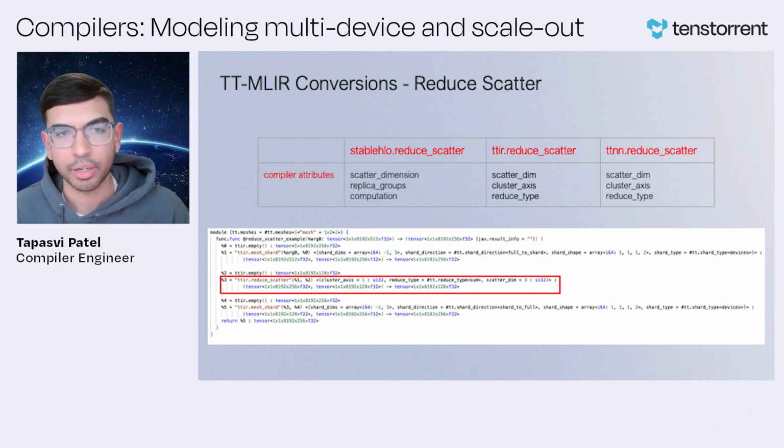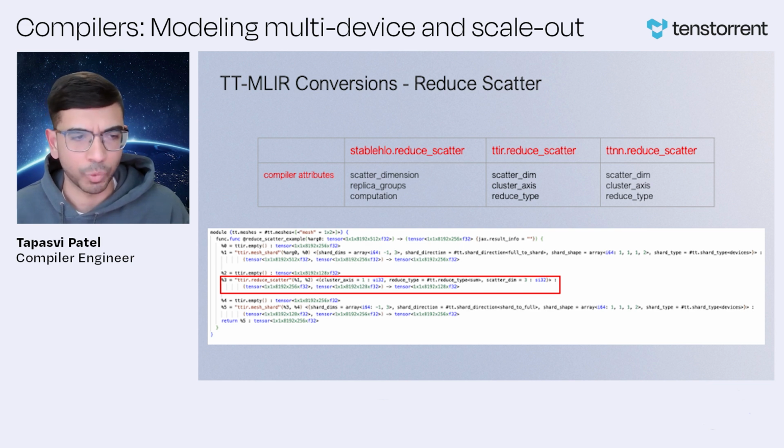Similarly, for reduce scatter, the StableHLO representation has the scatter dimension, which is the tensor dimension you want to scatter across devices, replica groups, which is just the groups of devices that are going to perform the reduce scatter on one another, and the actual reduction type, so summation or whatever other reduction type you want to perform. We basically propagate all this information down the stack, very similar to the all gather. And the representation is also pretty straightforward. Cluster axes, the reduce type in this situation is sum, and the scatter dimension in this situation is 3.